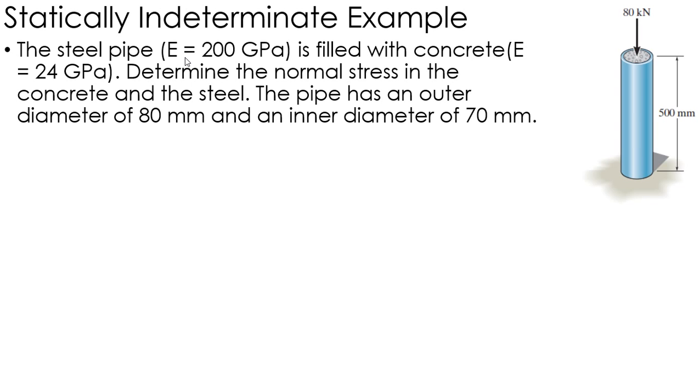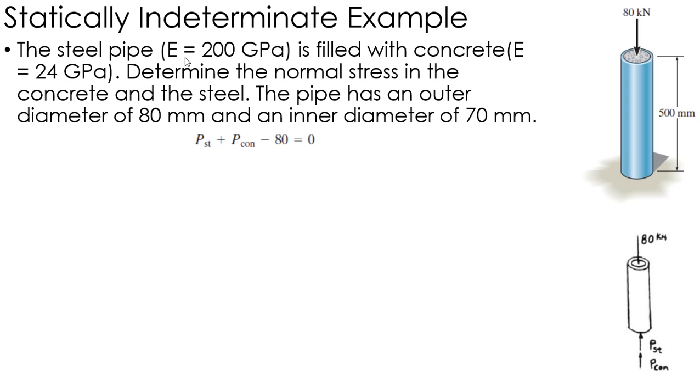Okay, in this problem, I've got a steel pipe with a Young's modulus of 200 gigapascals. It's filled with concrete that has a Young's modulus of 24 gigapascals. And what we want to do is find the normal stress in both the concrete and the steel. The pipe has an inner and outer diameter of 80 and 70 shown.